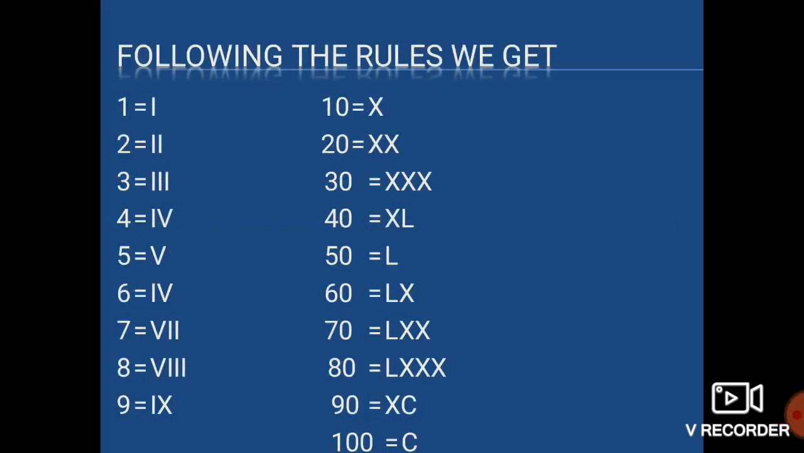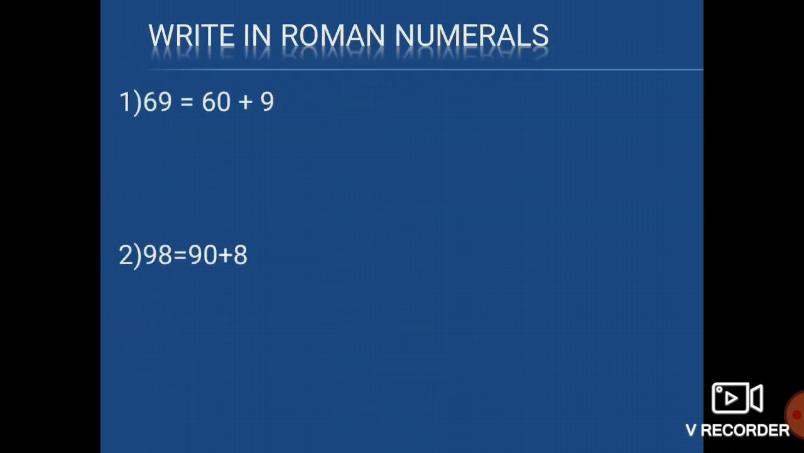Following all the rules, we can represent the numbers 1 to 100 using the Roman numerals as follows. You can see 1 to 100 we have represented using the Roman numerals. Now let us see how to write in Roman numerals. We'll consider the following example, 69. We'll write it as 60 plus 9. Further we'll simplify it using brackets. 60 we represent as 50 plus 10, and we'll add it to 9.